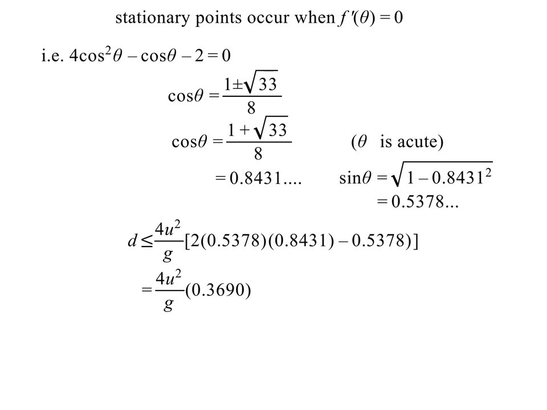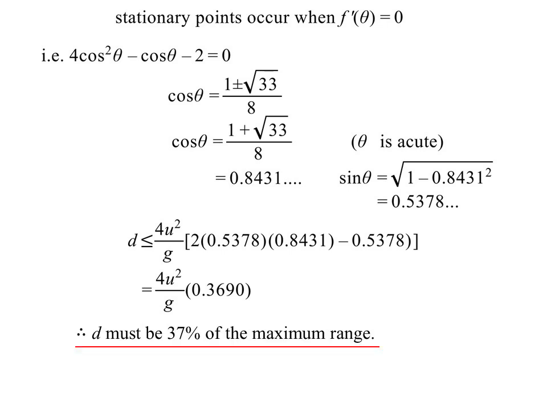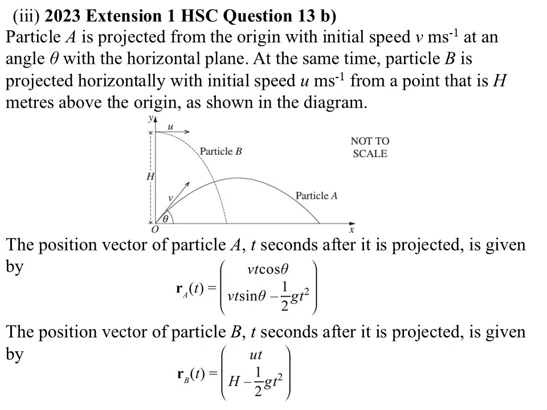And if you work that calculation out, it's 0.3690, approximately 0.37. So yeah, D must be 37% of the maximum range. So that's what we basically just found. 23 then, let's have a look at that one.